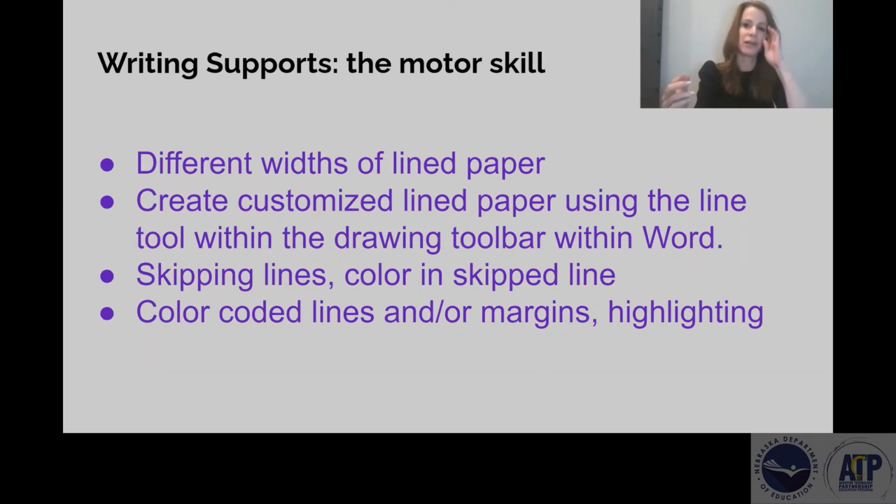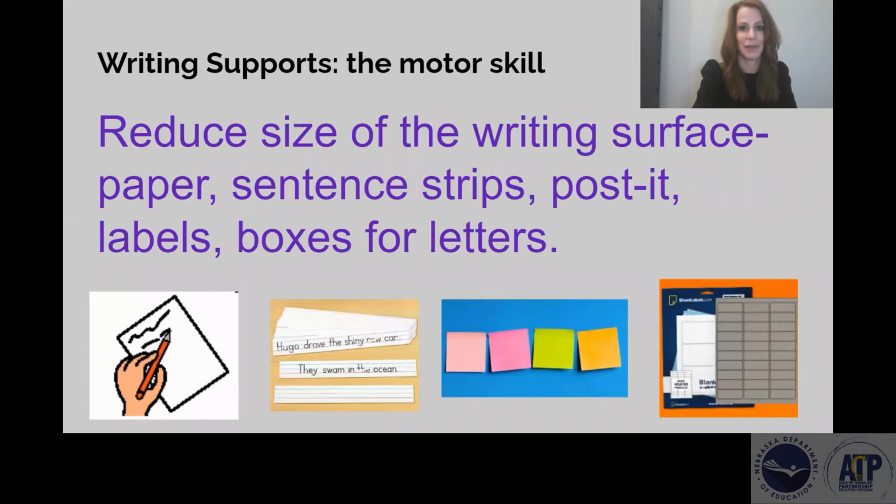Color coding lines, so having maybe the top line be blue for the sky, and maybe the bottom line is green for the ground. So you can use those prompts like up to the sky, down to the ground, or to the grass. Those are also really great strategies.